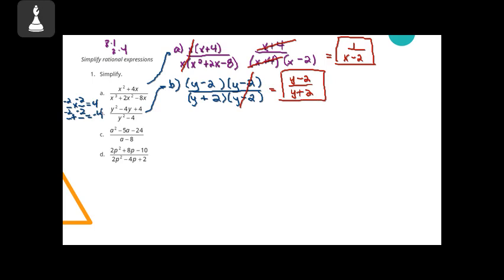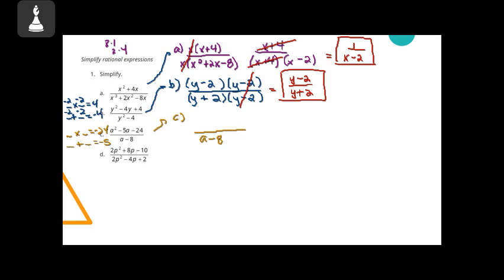C, a squared minus 5a minus 24 over a minus 8. So I can't do anything with the bottom, so I'm just going to leave that a minus 8 there. And on top, we want to multiply to -24, add to -5. So thinking about 24, 24 and 1 can't get me to 5. 12 and 2 can't get me to 5. 4 and 6 can't get me to 5.